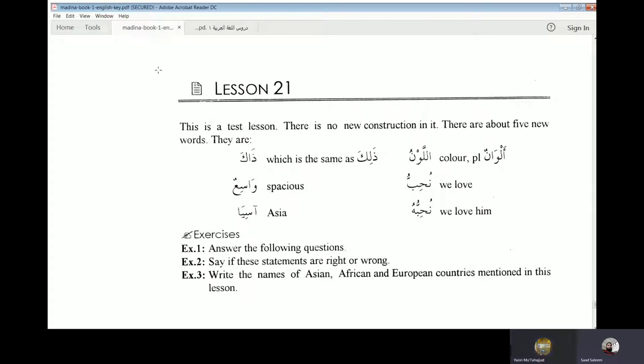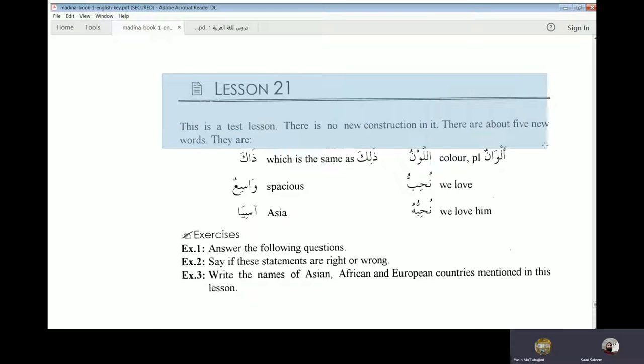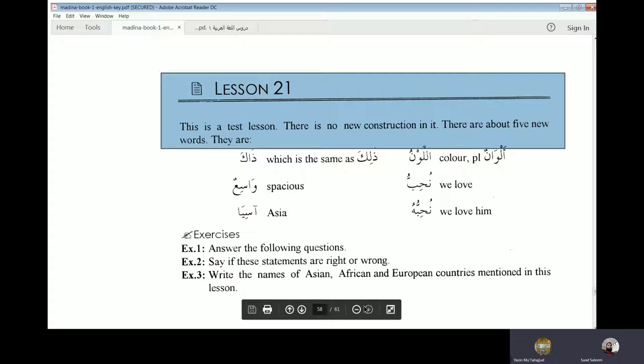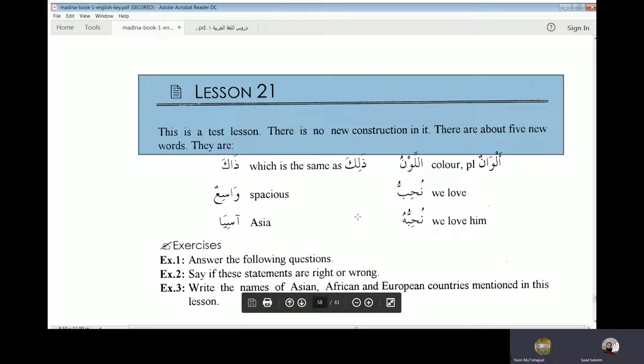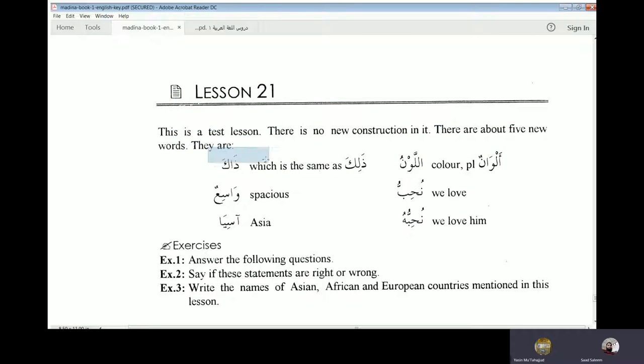So start reading this. This is a test lesson. There is no new construction in it. There are about five new words. They are dalika, which is the same as zalika. Same word, same meaning, everything is the same.